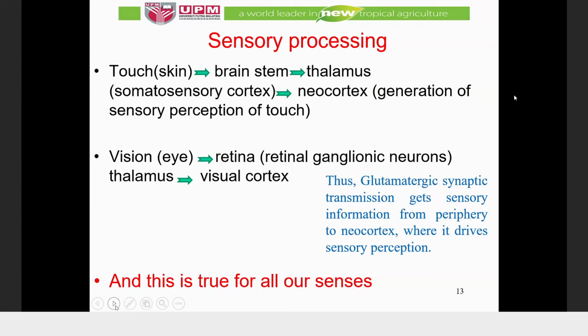And then vision: when the eyes look at an image, it goes to the retina, and then retinal ganglion neurons to the thalamus, which process it further, and then to the visual cortex. This is how it flows. So glutamatergic synaptic transmission is what carries sensory information from the periphery to the neocortex, where it drives sensory perception. And this principle is true for all other senses, like smell.